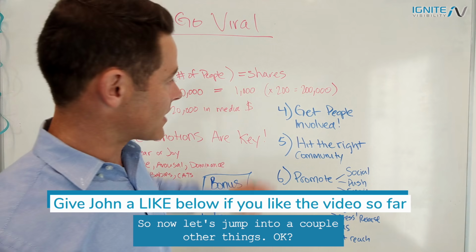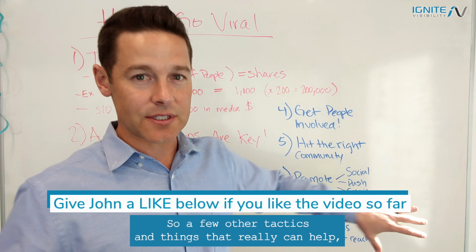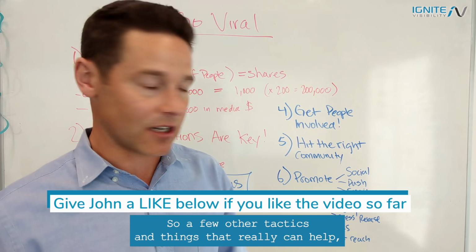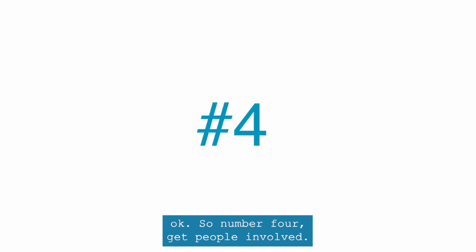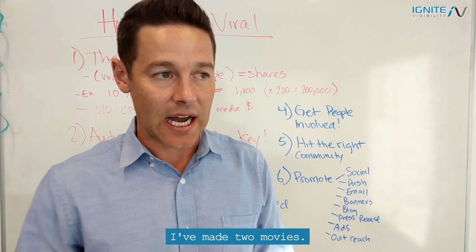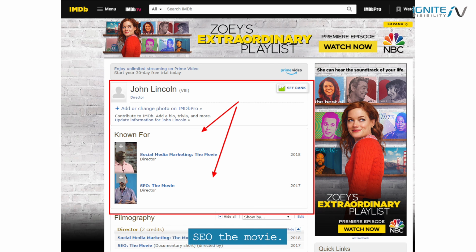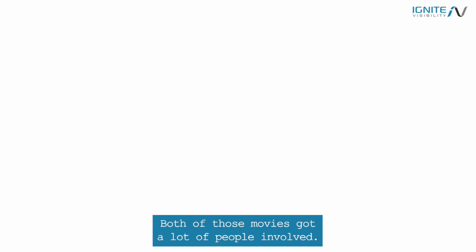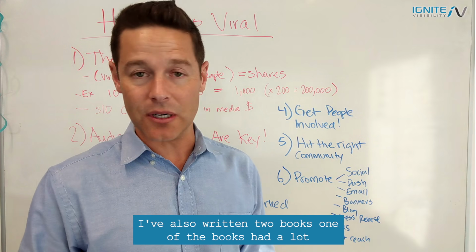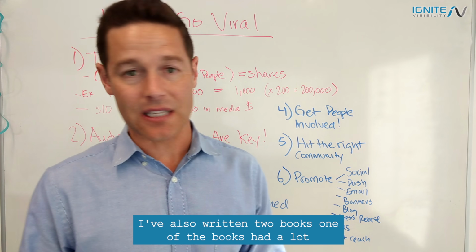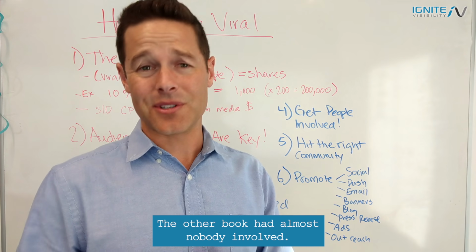So now let's jump into a couple other things, okay? So a few other tactics and things that really can help, okay? So number 4, get people involved. I've made 2 movies. I made Social Media Marketing the movie, and I made SEO the movie. Both of those movies got a lot of people involved. I've also written 2 books. One of the books had a lot of people involved. The other book had almost nobody involved.